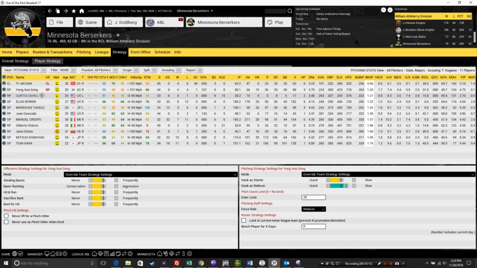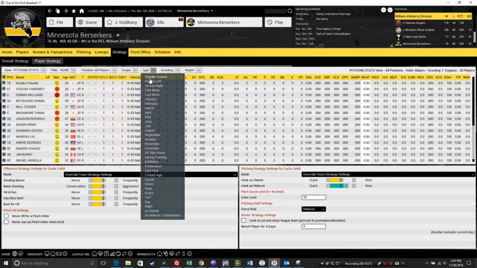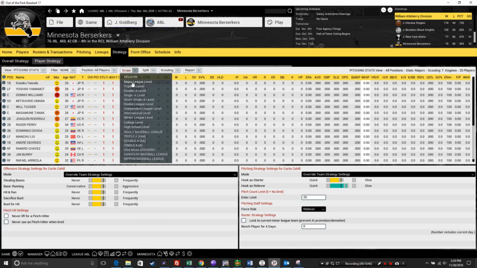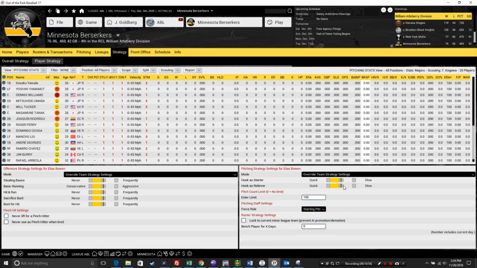And then you have Curtis Cahill, so I can just drag him here. That's another way of doing it instead of clicking on him. Again, override team strategy. Cahill, similar WHIP as the other guy, so I'd put him around there. A little bit less endurance, but I'd still put 25. I'd put reliever. Fortunately, it keeps flipping the screens back and forth, which is fine. And then we have Elias Bowen. We've already set the pitch count. Force role to starter.